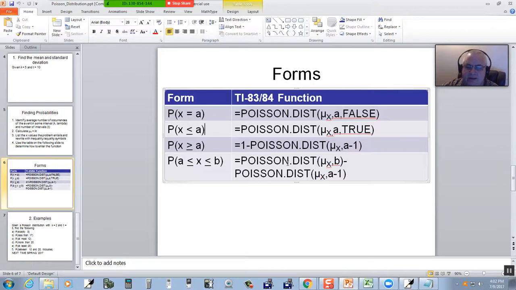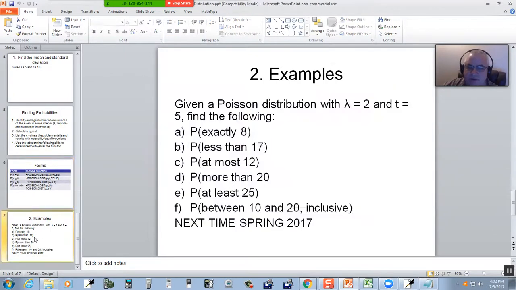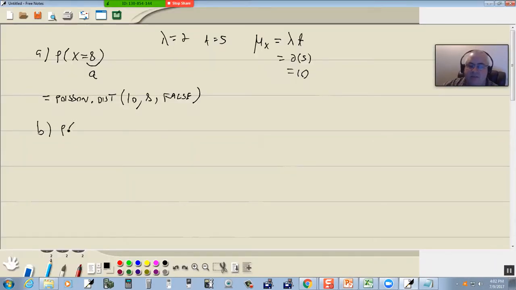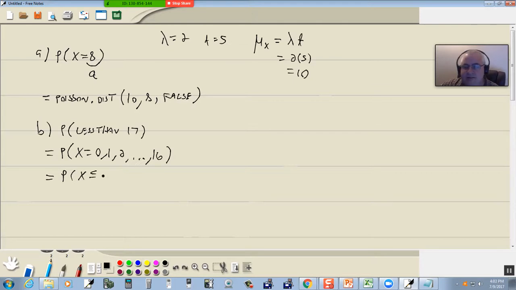Okay, let's look at a less than or equal to case. This says the probability that it's less than 17. Well, let's write down what x values that means. That's going to start at 0, 1, 2, and less than 17 means it will not include 17, so it'll go up to 16. Now we want to rewrite this as an inequality, so this is the probability that x is less than or equal to 16.